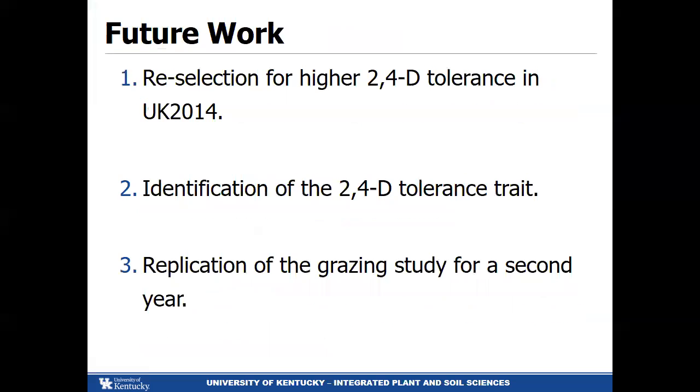So considering this, we didn't have the tolerance we expected to have. We're doing some reselection for tolerant populations, so far in a greenhouse environment with a very high and strict rate of 2,4-D. We are also trying to identify the 2,4-D tolerance trait. Currently, the main method we are utilizing is transcriptome analysis, which was done in the field with field samples. And finally, we're replicating the grazing study this year.